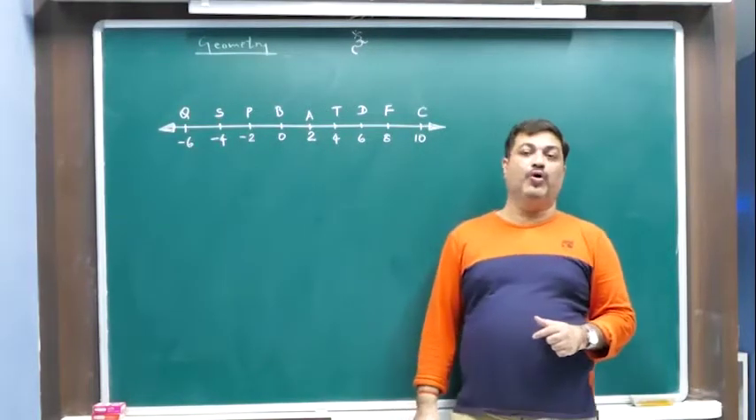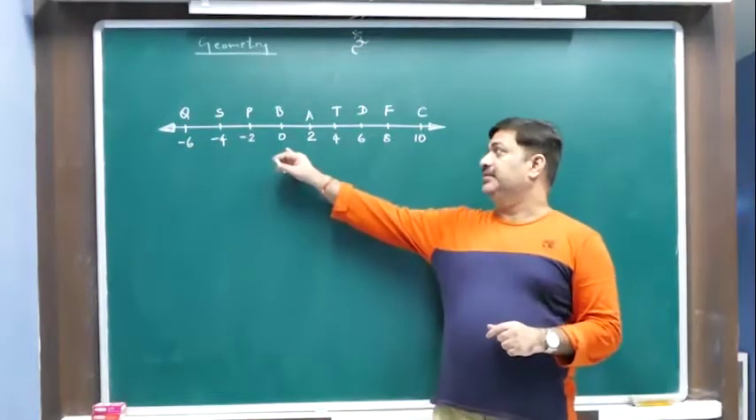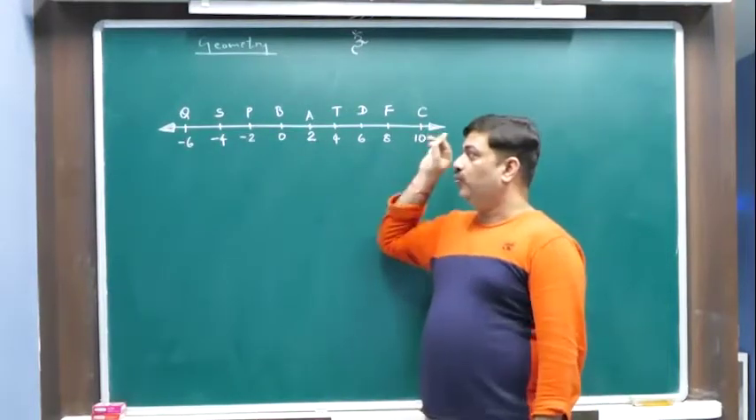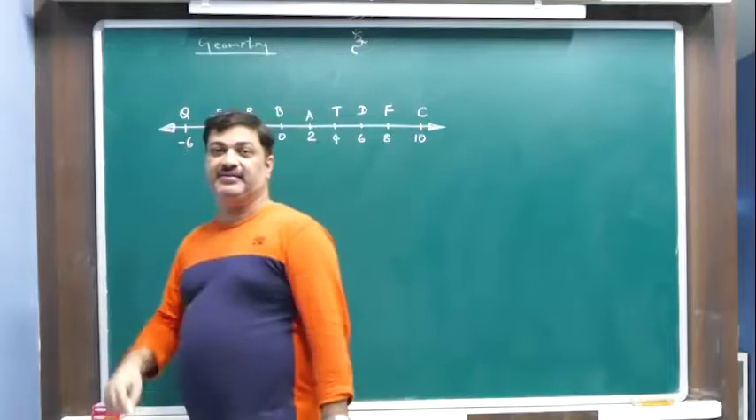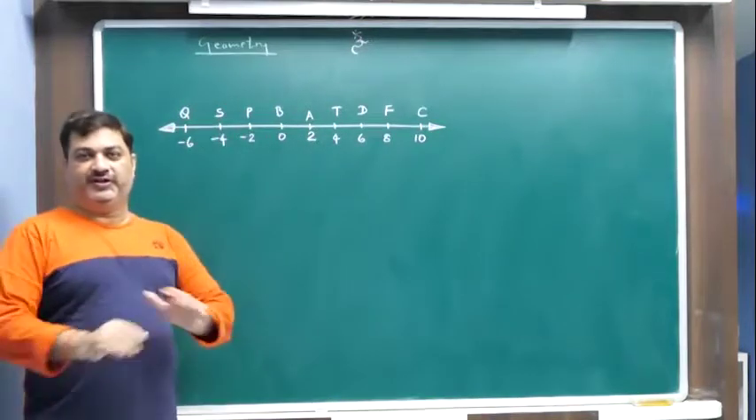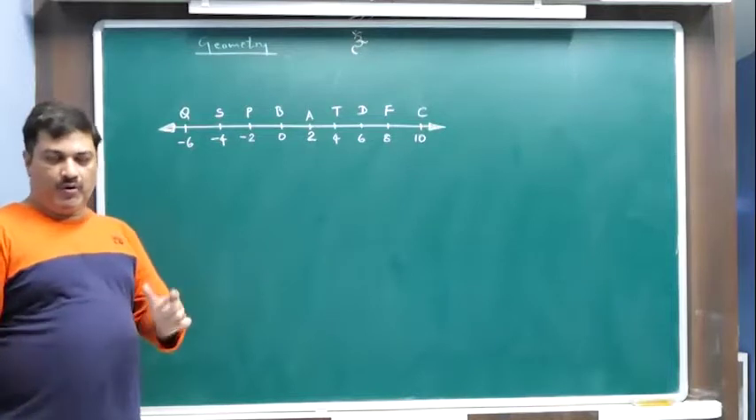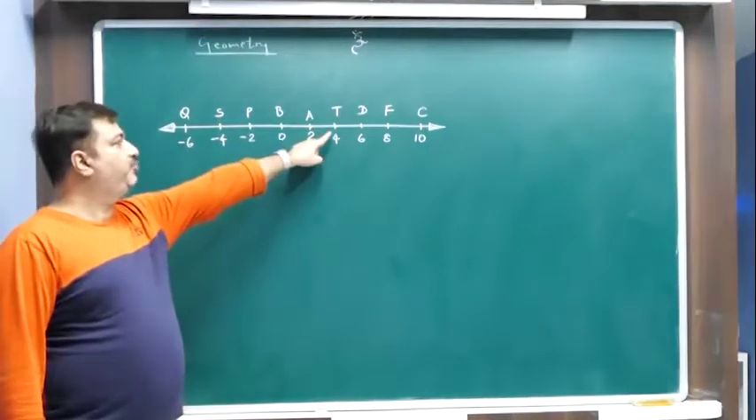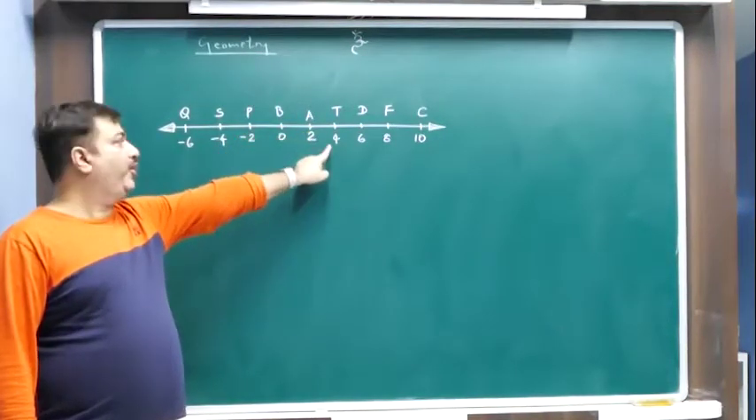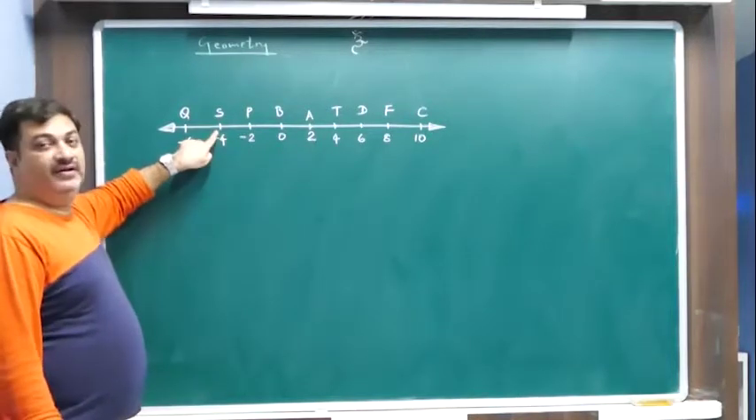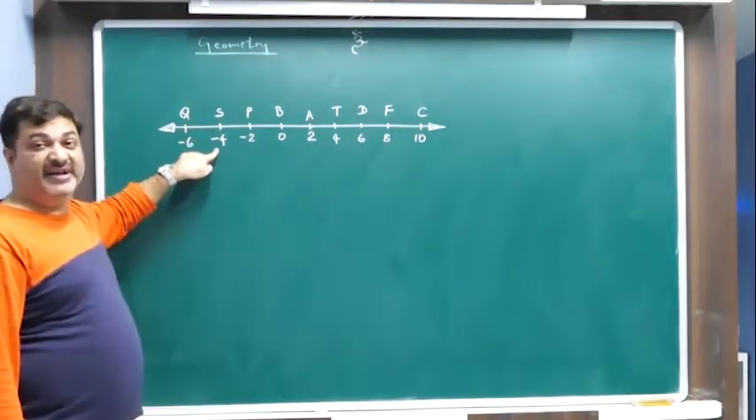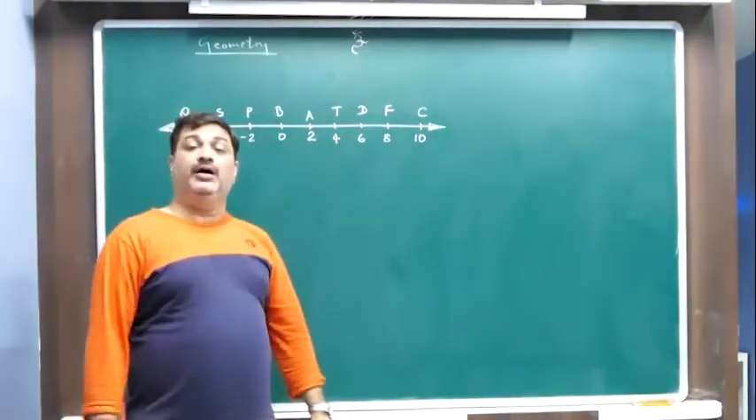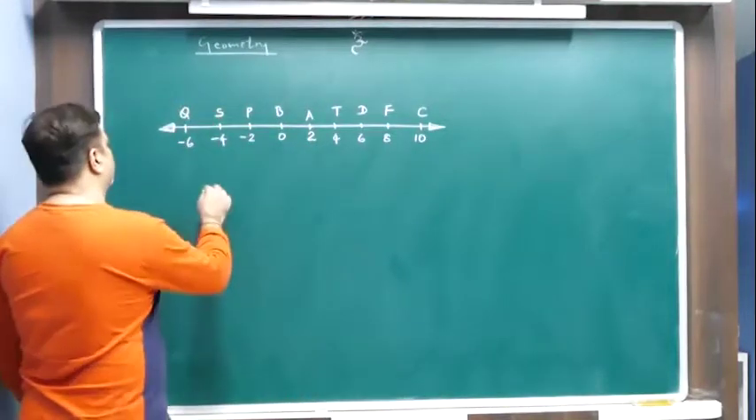So this numerical value that you see is called the coordinate of that particular point. What is the coordinate of point B? 0. What is the coordinate of point F? 8. What is the coordinate of point Q? -6, and so on. So it's clear to you what is meant by a point, what is the name of that point, and what is the coordinate of that point. What is the name of this point? T. What is the coordinate of that point? 4. What is the name of this point? S. What is the coordinate of that point? -4. Is that very clear? Understood what the coordinate is?